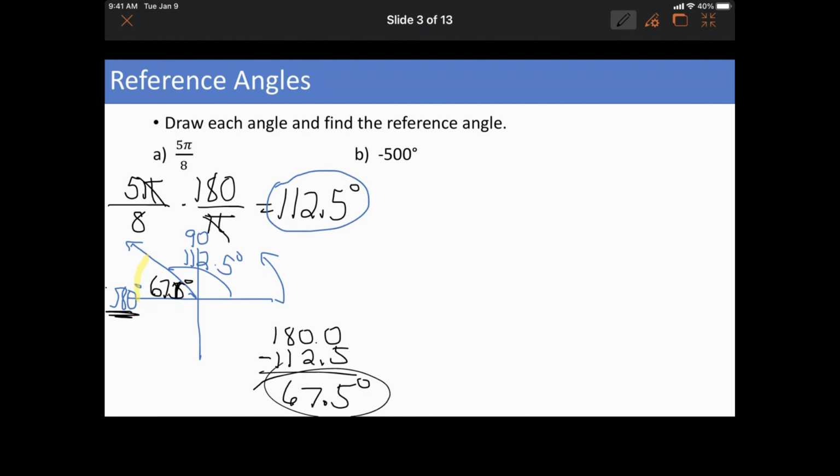So it says draw each angle and then find the reference angle. All right, so this one, I'm going to draw a quick sketch. I know it's more than 360. I also know it's negative, so we're going that direction, clockwise. So I'm going to subtract from 360. So that's going to be negative 140. Because we're going in this direction, this is the full angle. This is negative 90 here. This is negative 180. So I know it's going to fall somewhere in here someplace.